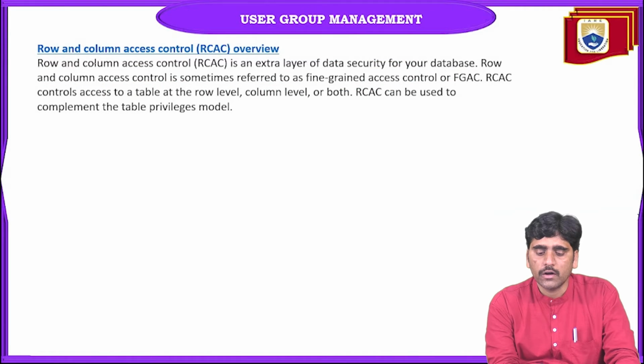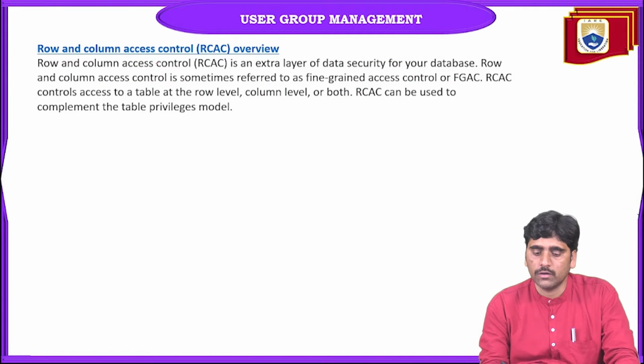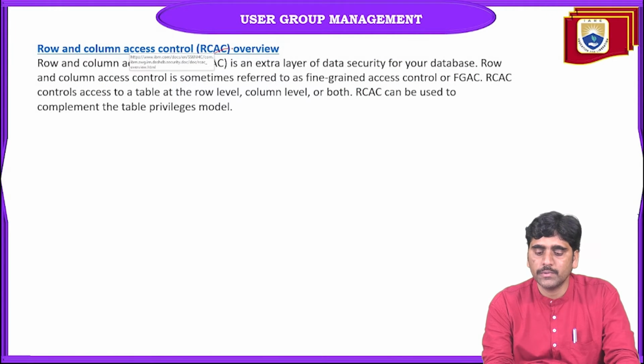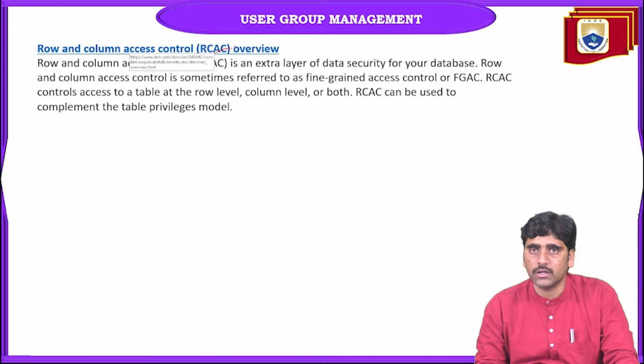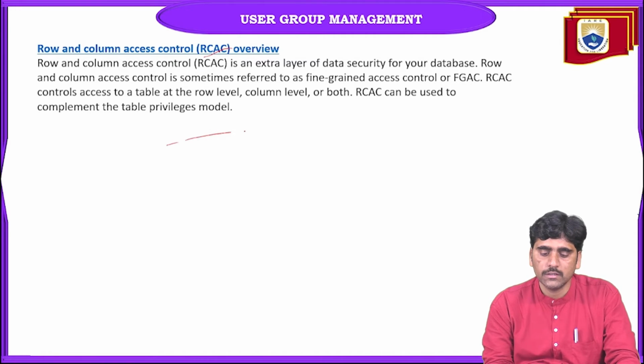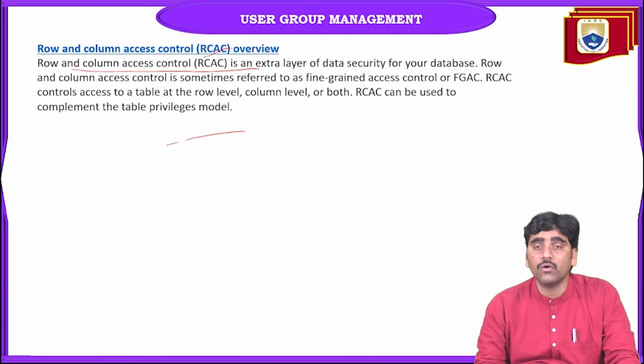And the next one, row and column access control. That is simply called RCAC, row and column access control. In this, row and column access control is an extra layer of data security.